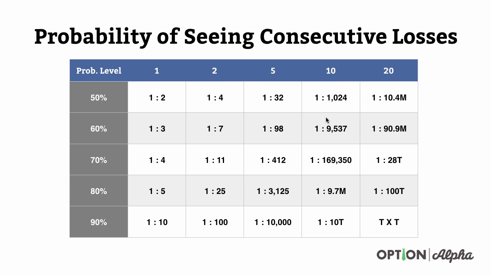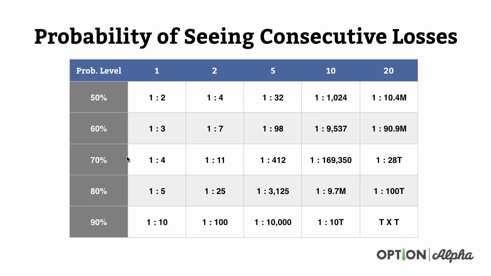But now you can start to see that as you increase the probability of success that you start trading at, so as you start moving away from stock trading towards options trading, okay, and you start trading at either the 60 or the 70% chance of success level or the 80 or the 90, now the odds of seeing 2 or 5 or 10 consecutive losses in a row is insanely small.